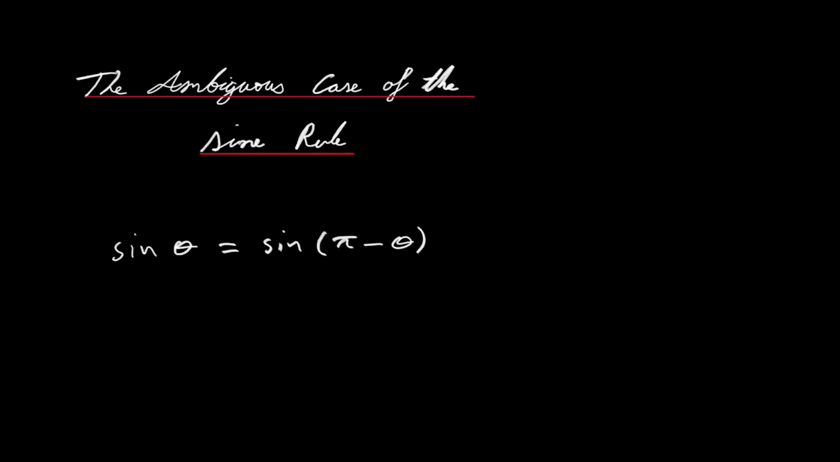Okay, what's responsible for this ambiguity? Well, it's this trigonometric identity here, that for any angle strictly between 0 and pi radians, the sine of that angle is always equal to the sine of pi minus that angle. So the sine of theta is equal to the sine of pi minus theta.